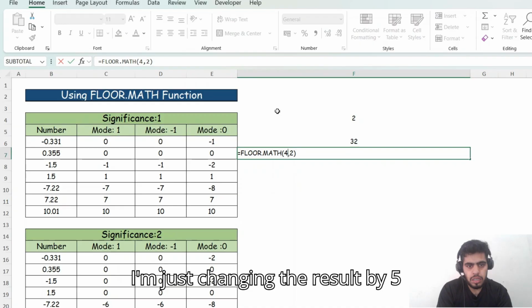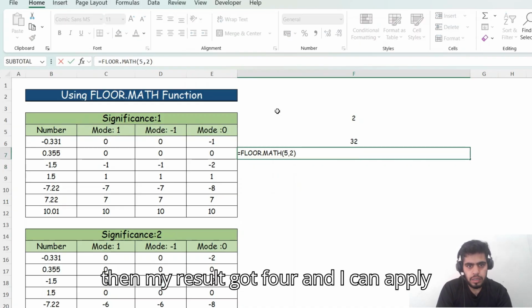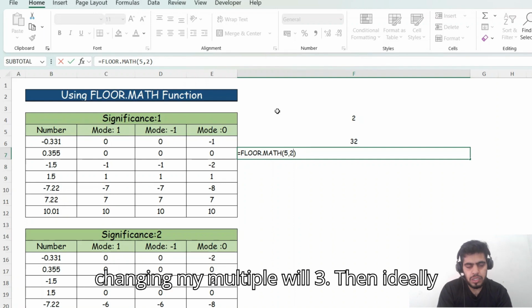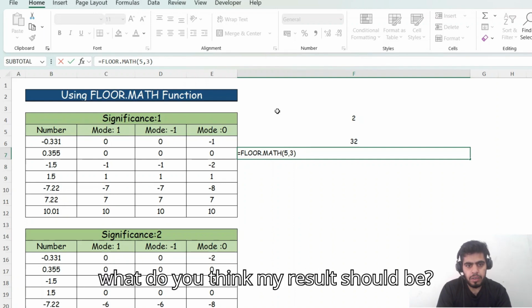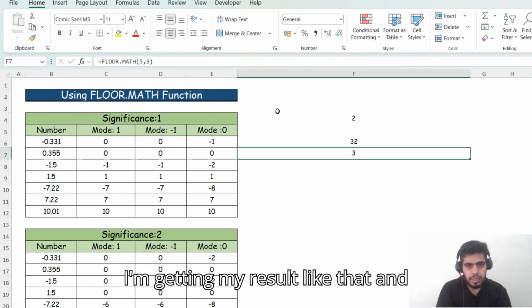If I'm changing the number to 5, then my result is 4, and I can apply this formula so on. And if I'm changing my multiple to 3, then ideally what do you think my result should be? Ideally I think it should be 3. I'm getting my result like that.